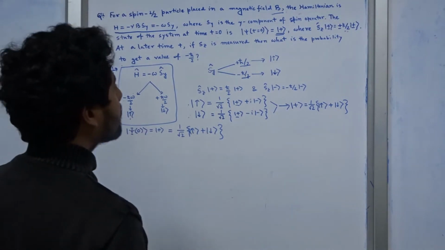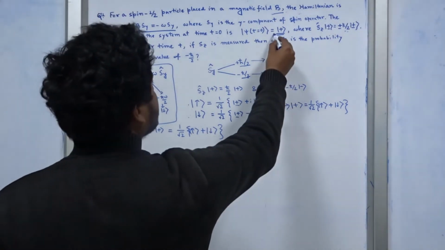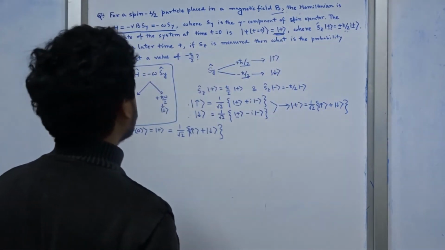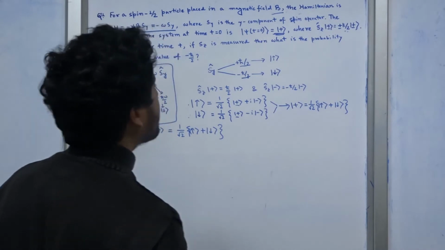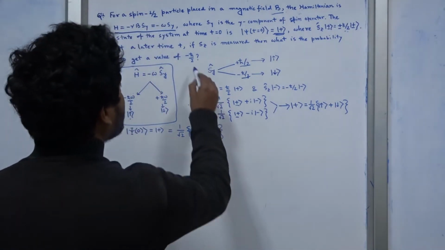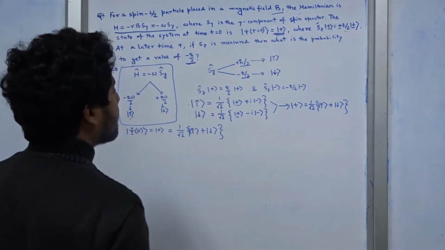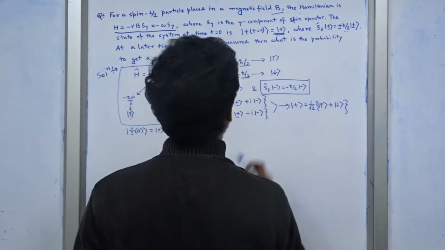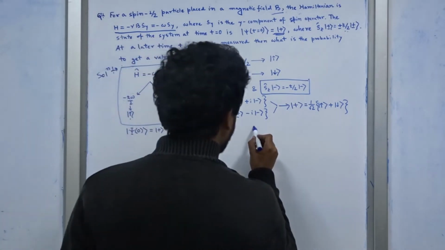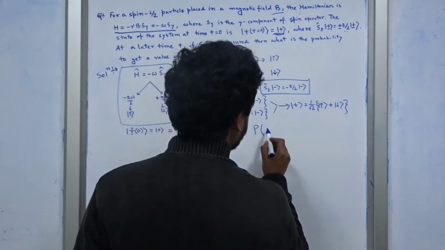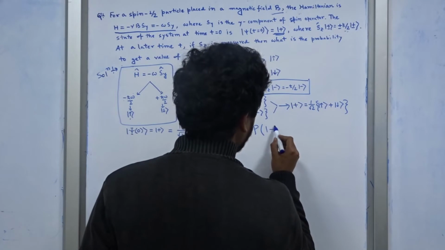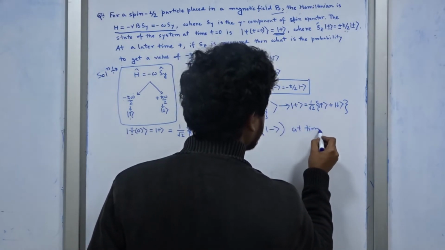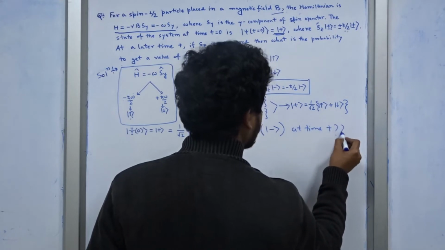So let's now look at the question again. At time t equal to 0, this is the state. What happens at a later time t, if I measure S, what is the probability of getting minus h bar by 2? So what is the probability of getting this one at time t? This is our question.